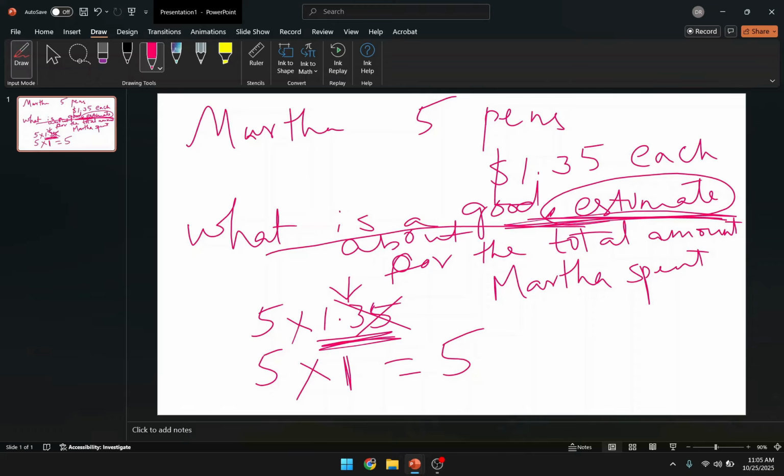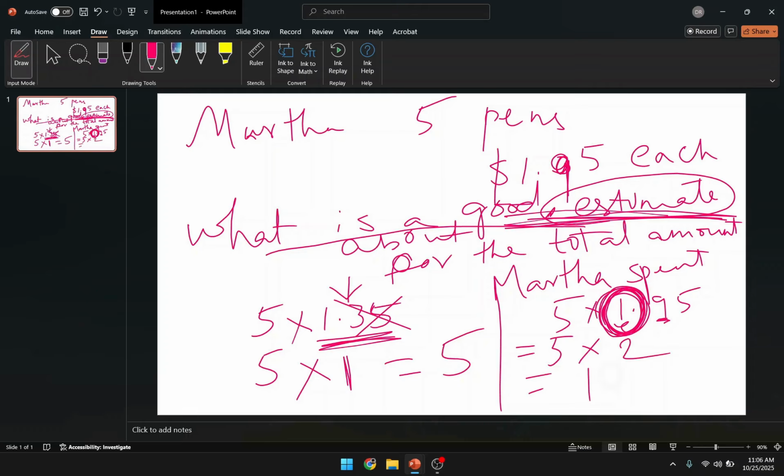Okay, so if I said she spent 1.95, just take an example, just imagine each pen is 1.95, then what is a good estimate? Okay, 5 times 1.95. Look at the tenths place, you have 9 here, which is greater than 5, so round it to the nearest whole number. What comes after 1? Because you have a digit which is greater than 5, round it to the next whole number, which is 2. My estimate is 10. Okay, so that's just a small example.